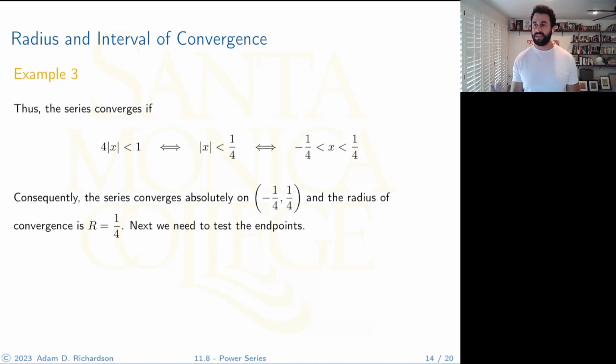Now we just need to test the endpoints. So we don't know what happens at the actual endpoints. That's inconclusive from the ratio test. We know that it will diverge away from those points. So if you're bigger than 1/4, the series diverges. And if you're less than -1/4, the series diverges. But what happens at those endpoints? We got to test. Here we go.